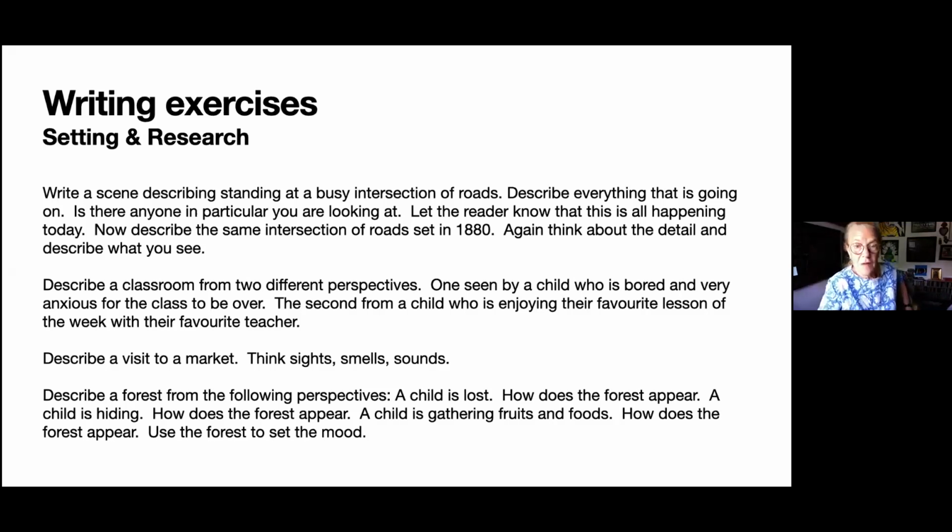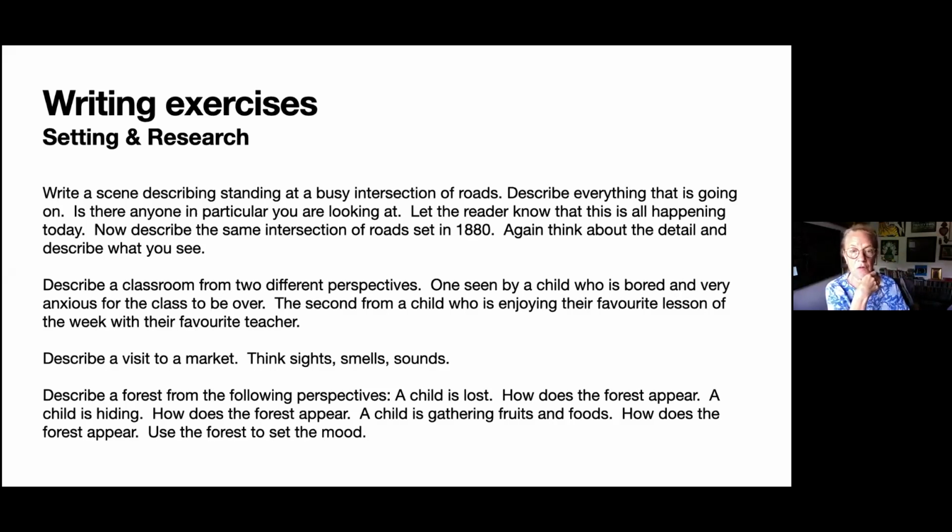Now describe the same intersection of roads set in 1880. Again, think about the detail and describe what you see. If you want to research to see what it would look like, what would have been there, what with their buildings, whether the same buildings, were they different buildings? Was it a farm at that time? Think about all of that context.